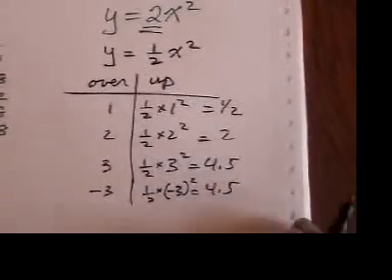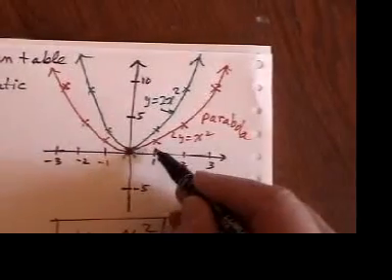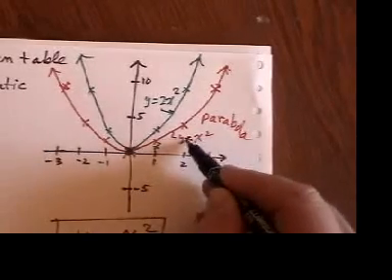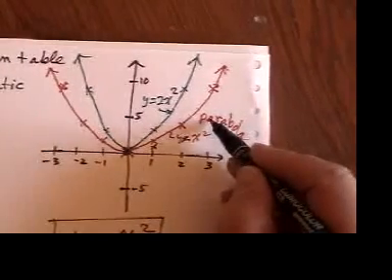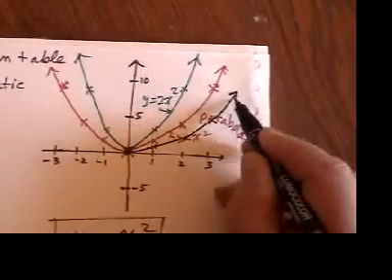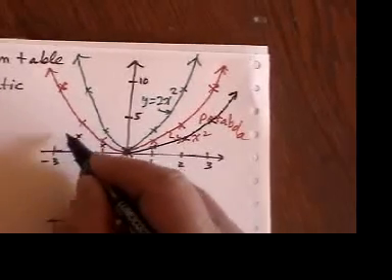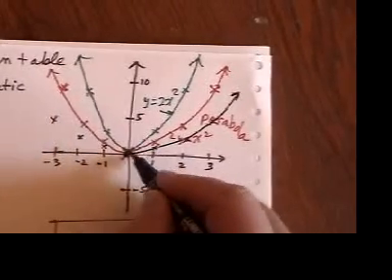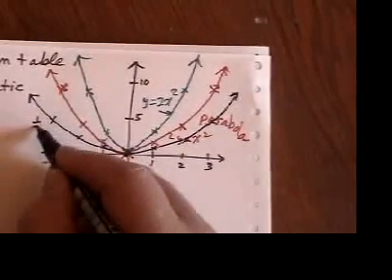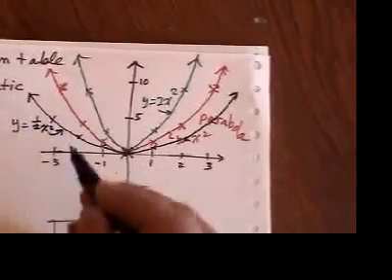So going to the left and going to the right doesn't make too much difference. What happens here is go over 1, you go up a half. Go over 2, you go up 2. Go over 3, you go up 4.5. And your parabola looks like that on both sides. So you're going up half as fast. So that's y equals a half x squared.